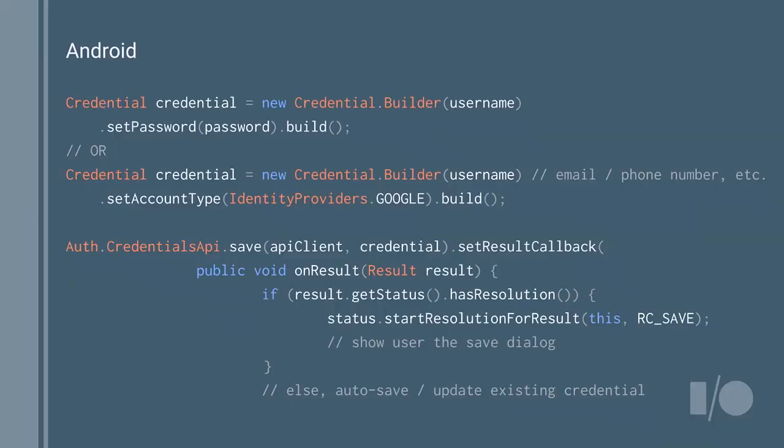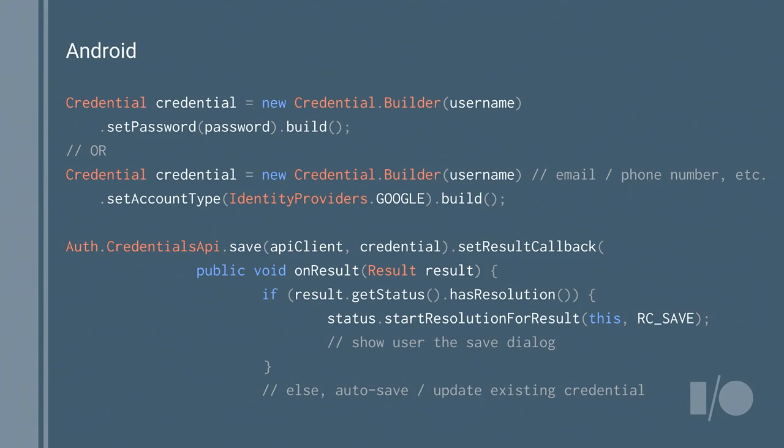So in this case, you'll create a credential object that you need to save. And you can see the 2 variations here. On the top, you create a username and password account. Or if it's a non-password account, you can set other types of usernames. So for example, an email address or a phone number, and then set the type. So whether it was with Facebook, with Google, or some sort of other type that you support, like phone numbers.